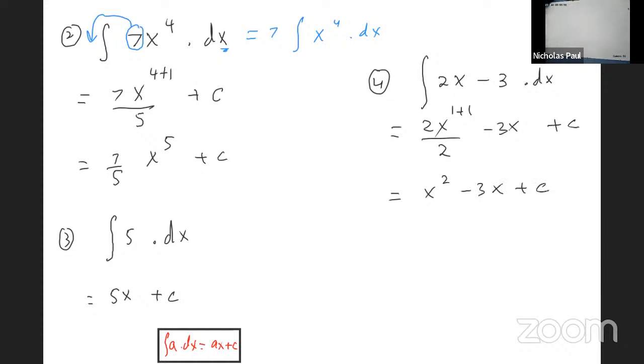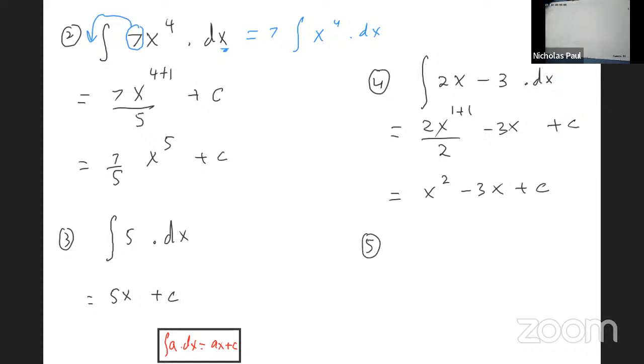You got that? Finally, Karen, you got that? No? You got it? You didn't get it? See, you just work it individually. Add 1 to the power. You'll get 2 divided by 2. And the integral of minus 3 is minus 3x.